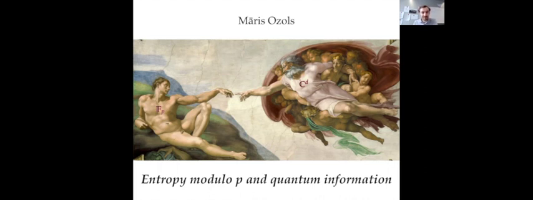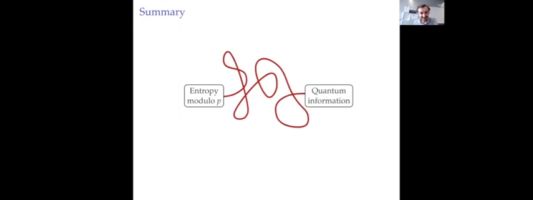Okay, so I will talk about entropy modulo P and quantum information, and it's maybe a somewhat provocative title, but let's see what it is. There are two main things, of course: entropy modulo P and quantum information, and the question is, are they somehow connected? So what do you think? Well, they happen to be connected, and the connection exists. It may not be entirely straightforward, but I have quite a lot of time to try to explain it.